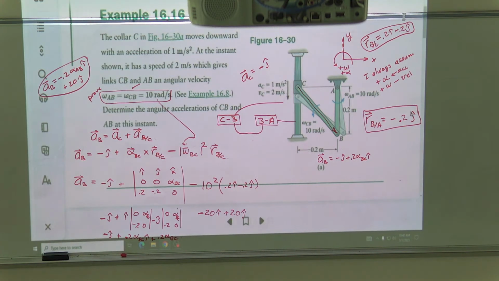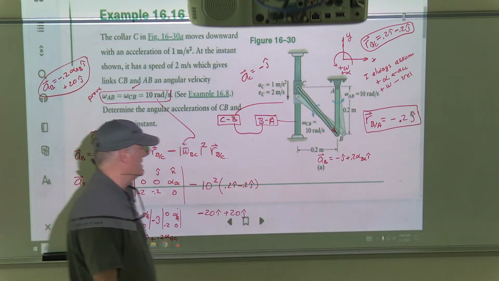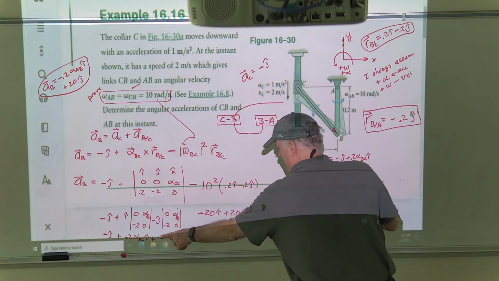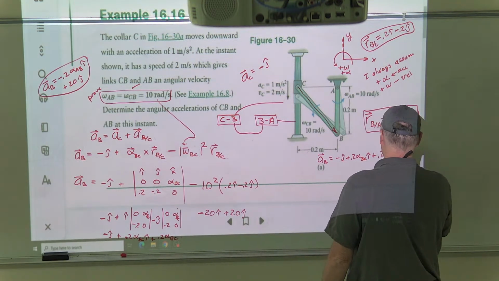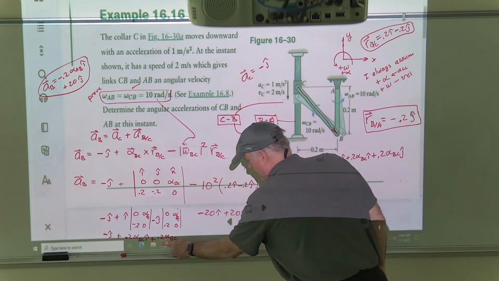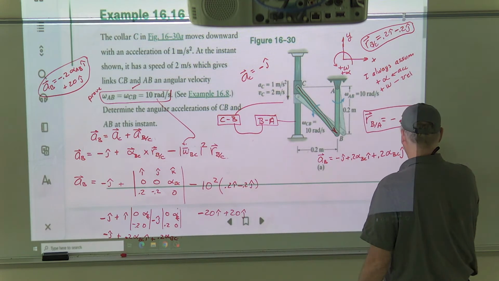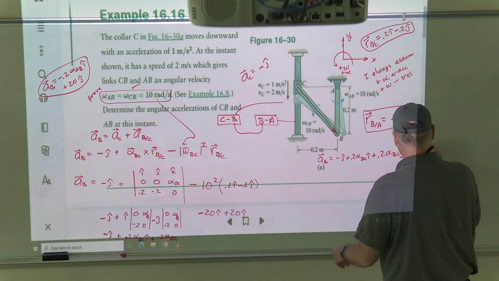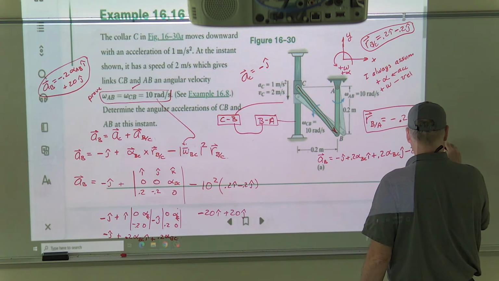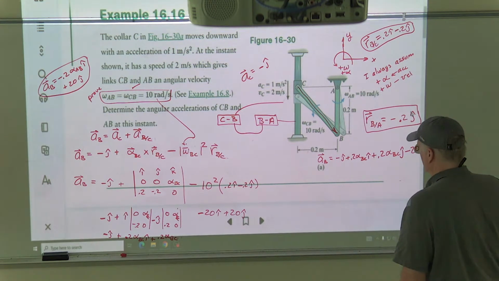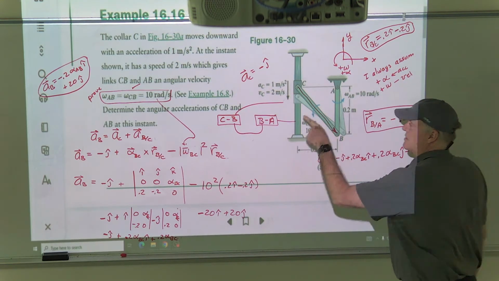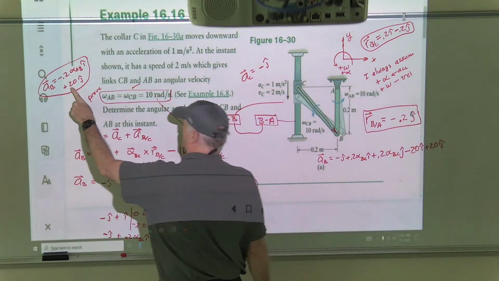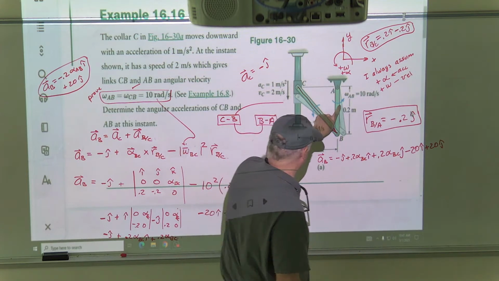Okay, so I can use the dark space over to the right. So I get this, and then I get a plus 0.2 alpha BC J from that term minus 20I plus 20J. So this all came from that link, but I also have this information from this link.